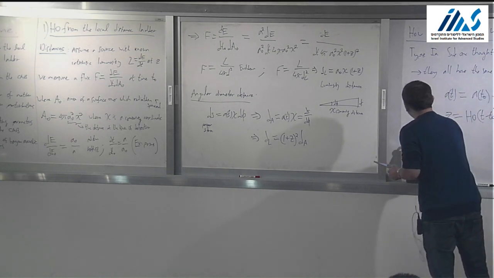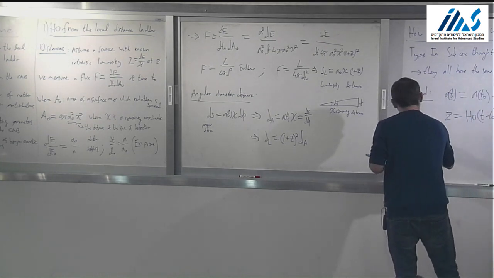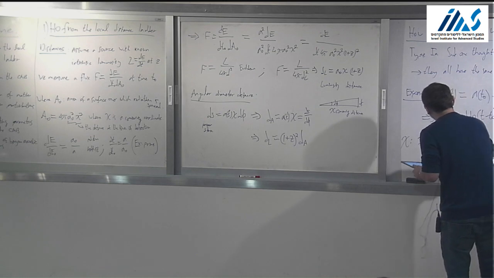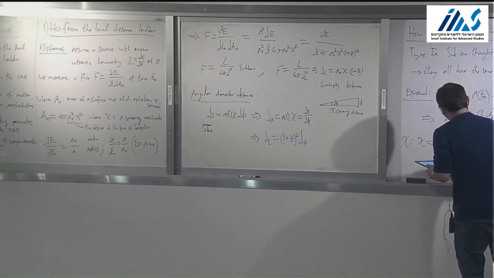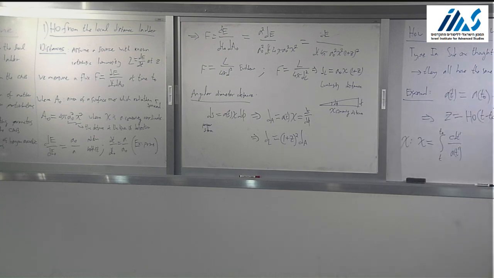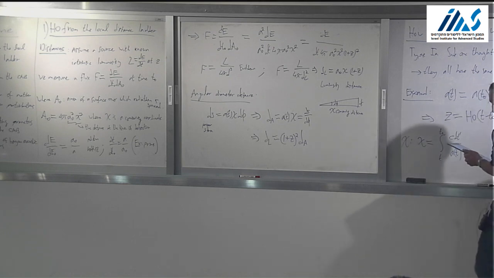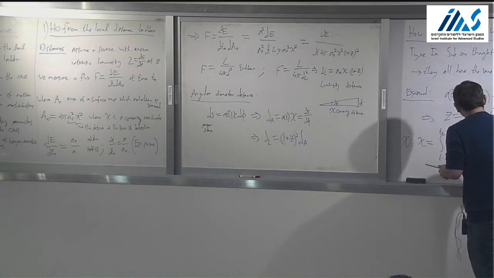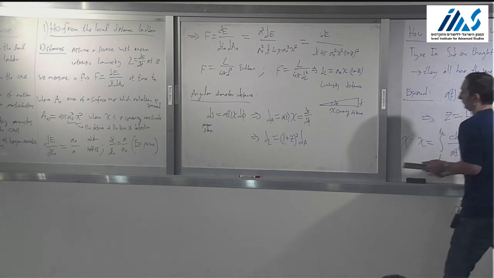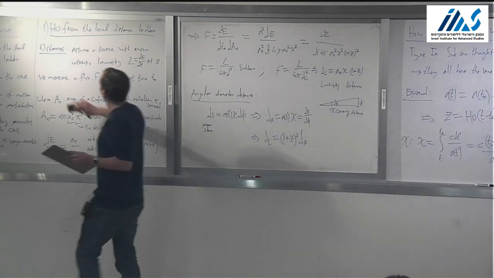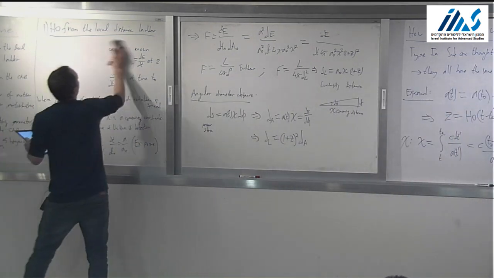Now let's expand chi. Chi, the co-moving distance, is given by this equation, okay? Objects traveling at speed, photons traveling at speed of light. And we can expand this also. Okay.